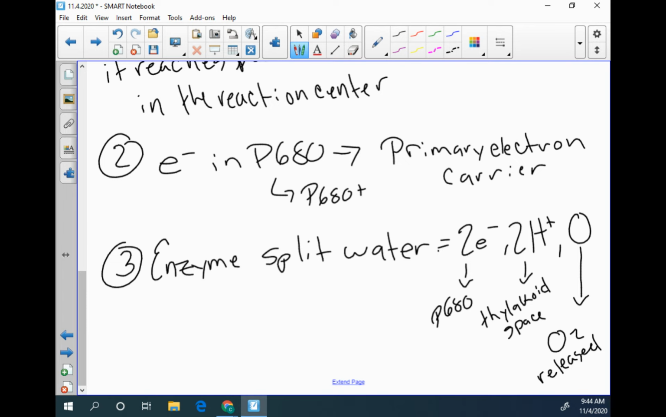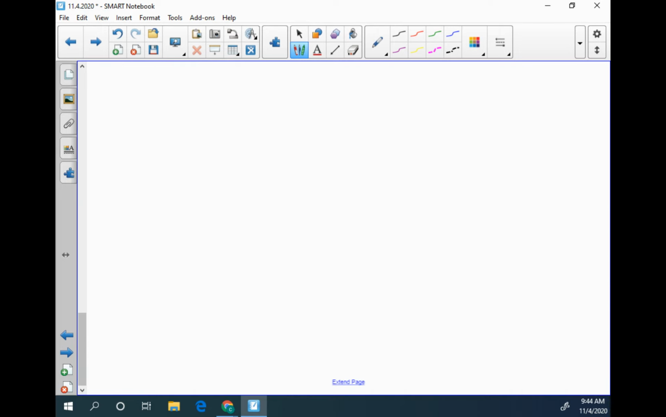Our H plus is going to go into the thylakoid space. This will build up a gradient, just like in cellular respiration, where we were building up an H plus concentration. NADP plus is also building up here, and that'll come in handy later. So step 4.